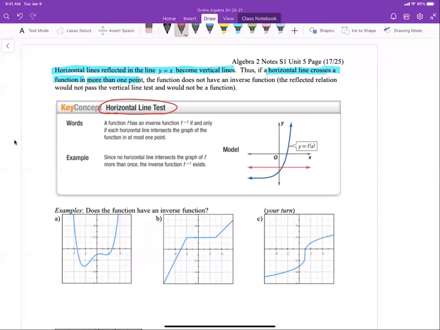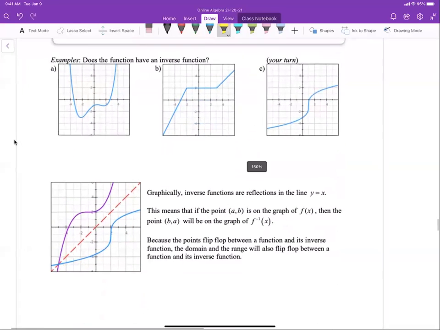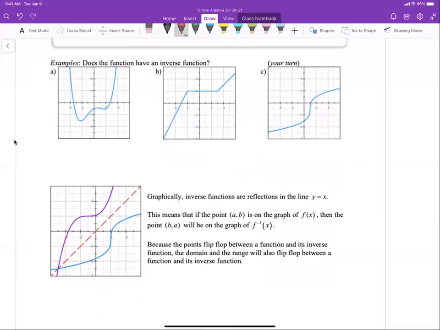So here, on this graph, this is my horizontal line test. It only crosses the original function one time. Therefore, that particular function has an inverse function. So let's do some examples. Here's example A.